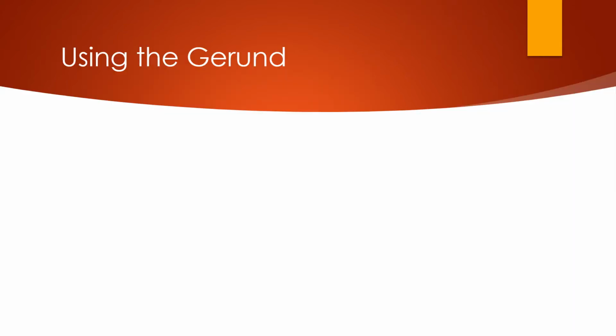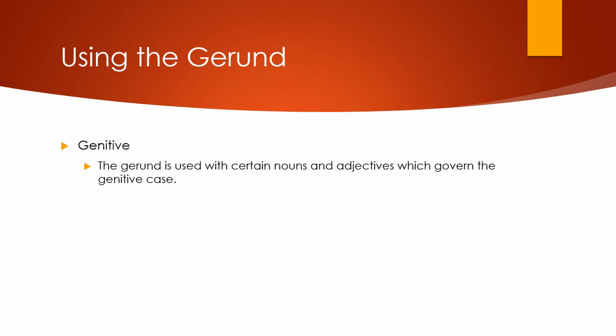You might be wondering, now that I can create the gerund, how do I use it? Well, the gerund has several different uses depending upon the case. For the genitive, the gerund is used with certain nouns and adjectives which govern the genitive case. For instance, we can see the sentence here, eram discendi studiosus. Studiosus means fond of, and whatever you are fond of would go in the genitive case. If a person is fond of an item, we would use that noun in the genitive.